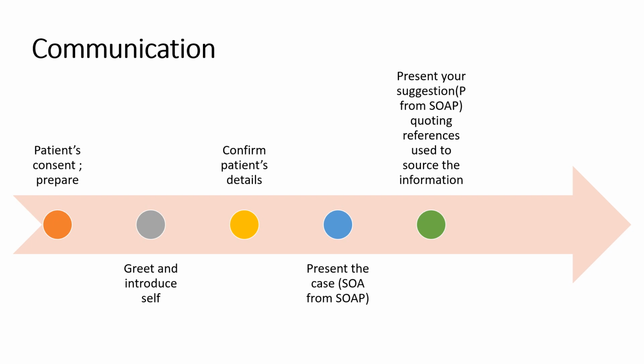Using the SOAP format, present your suggestion, which is the plan, quoting any references used, for example, to back up your suggestions, and document on the dispensing program, again using the SOAP format, and annotate on the script. Annotation should include which doctor was contacted, the decision made, and the date and your initials. You may need to ask for a new prescription in some cases, and the full supply can be issued upon verbal order from your doctor.